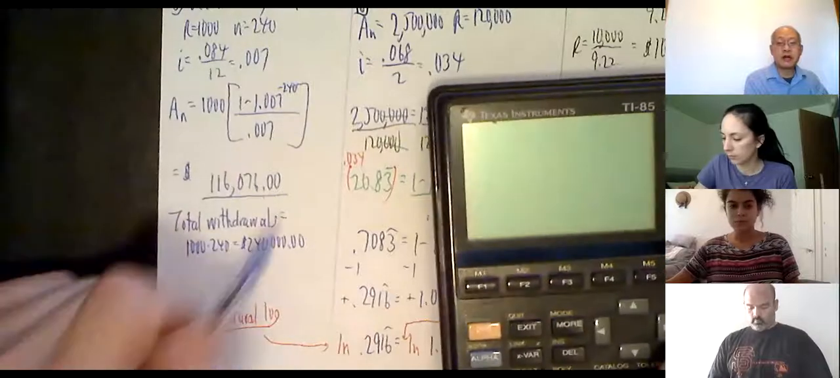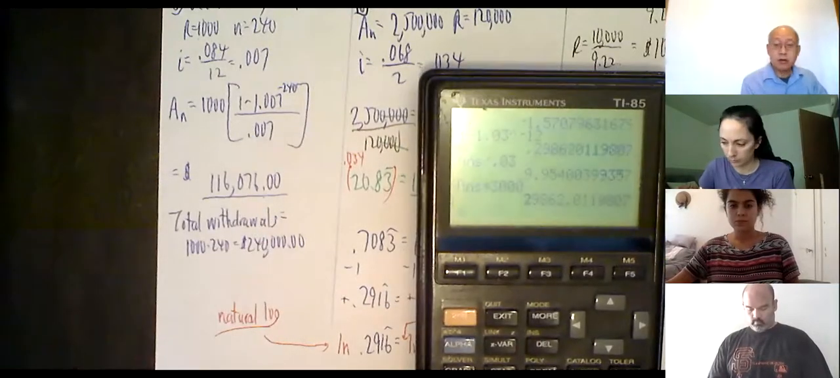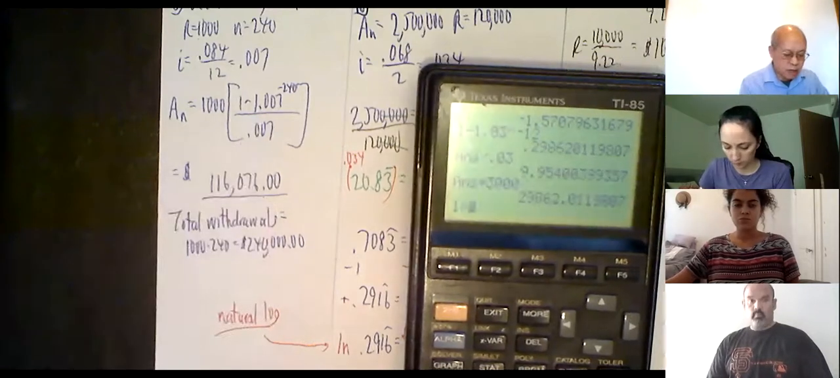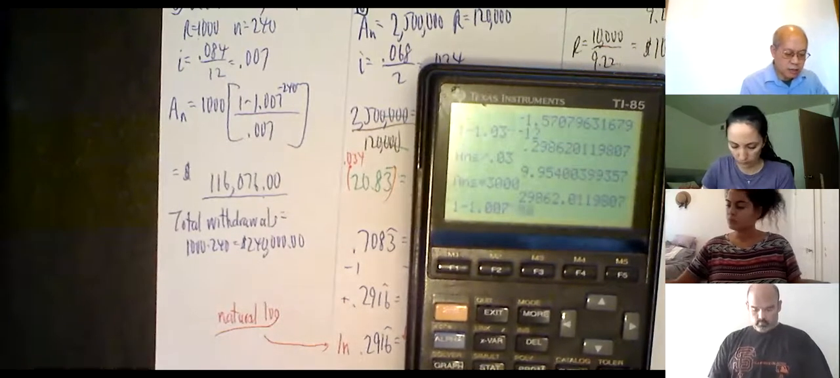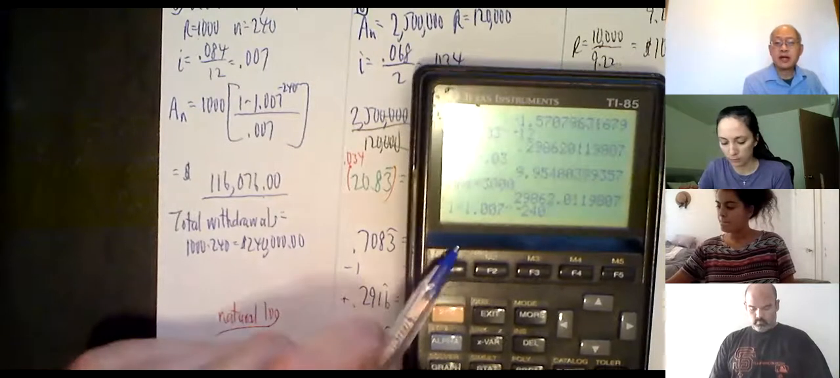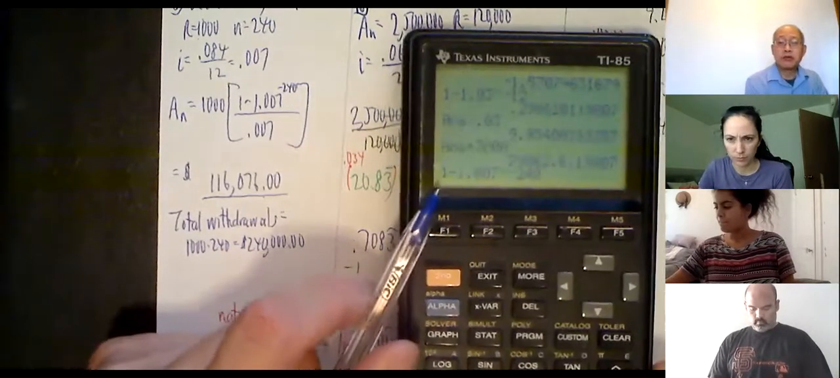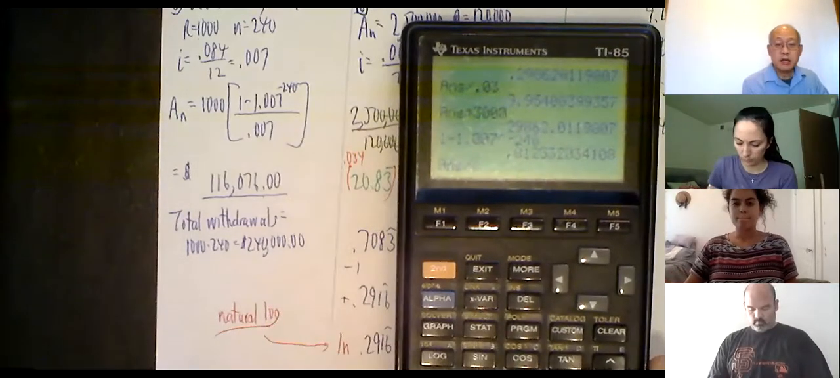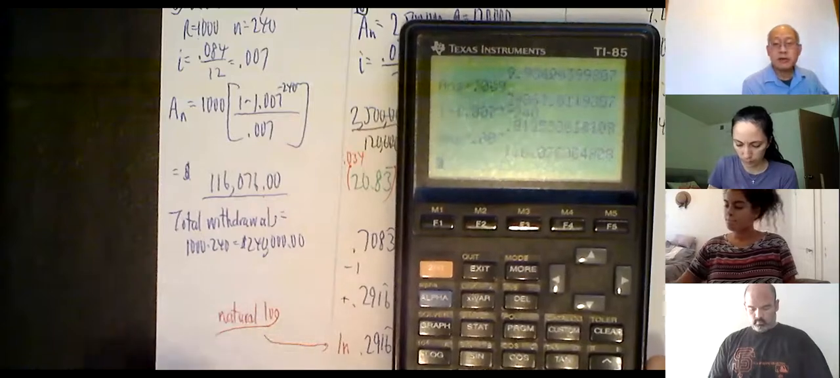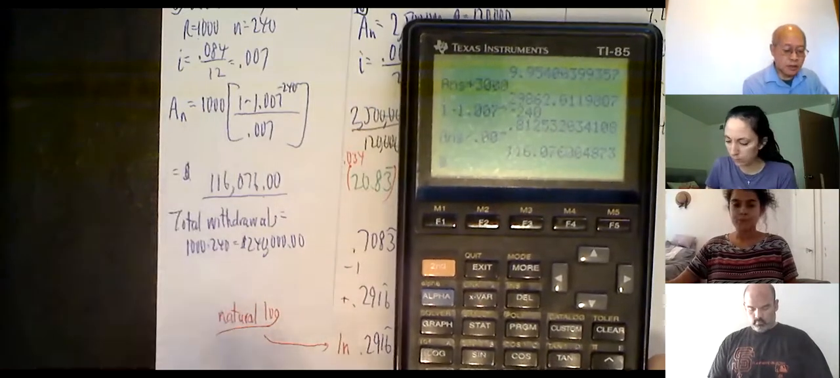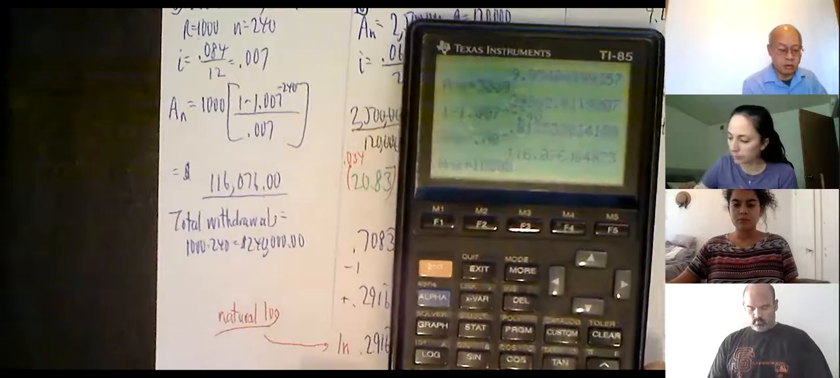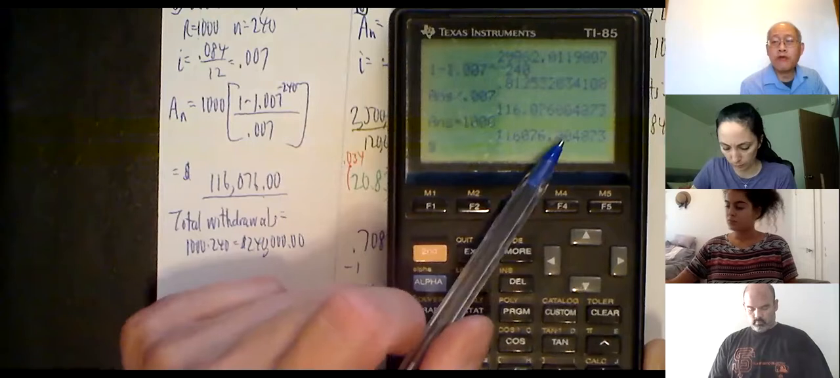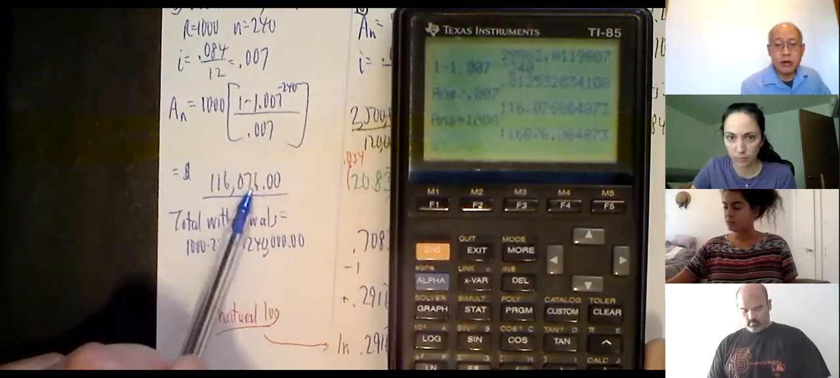Okay, and just for fun, let me try that. On my calculator, I'll go slow. I'll just do the top, 1 minus 1.007 to the negative 240. Sorry, 1 minus 1.007 to the negative 240. Okay, and then divide that by 0.007. Take that answer times 1,000. And there it is, 116,076.004. The 004 means leave it as 0.00.